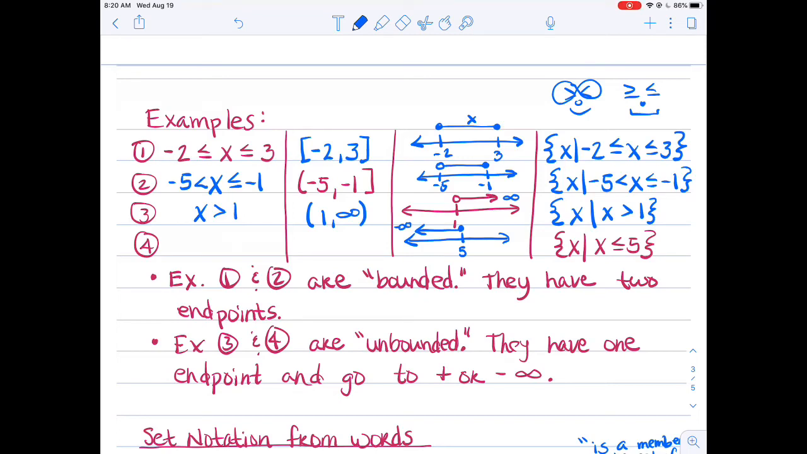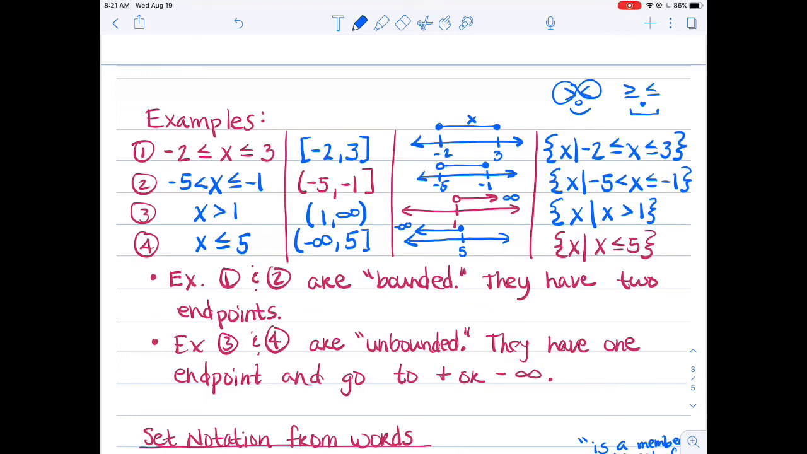Finally, we have a closed dot headed to the left, so x is going to be less than or equal to 5. Our smallest number, or what we're substituting for a number, is negative infinity, and our biggest number is 5. Infinities always get a parentheses. This was a less than or equal to, so it gets a bracket, and we are done with that.